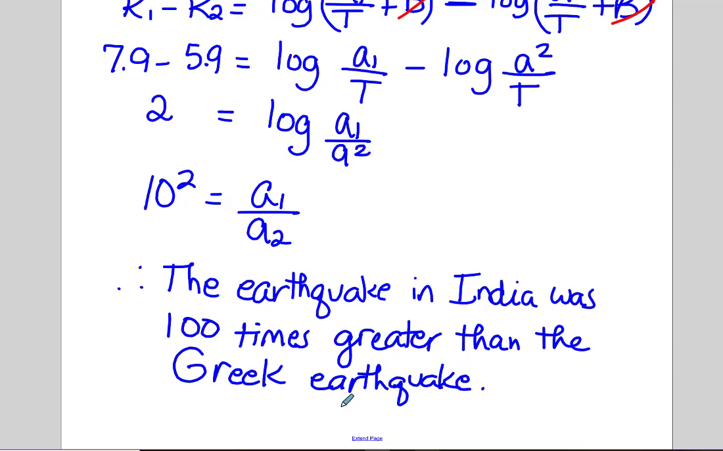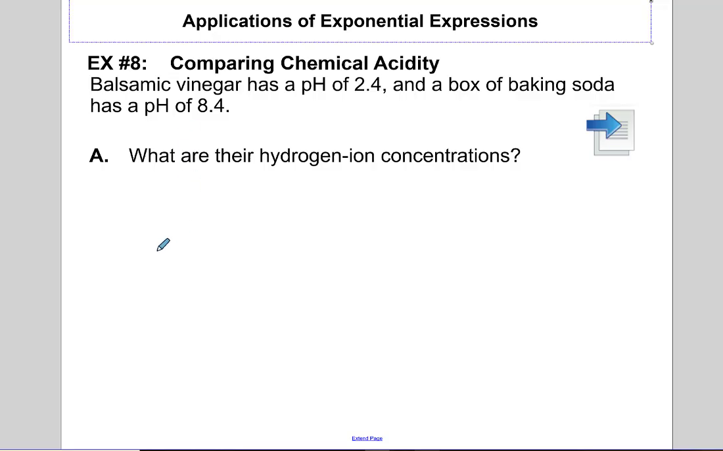Okay, so a little bit of Richter scale. And here's one using the pH formula. The pH formula says if we're comparing balsamic vinegar and a box of baking soda, so one's base and one's acid.